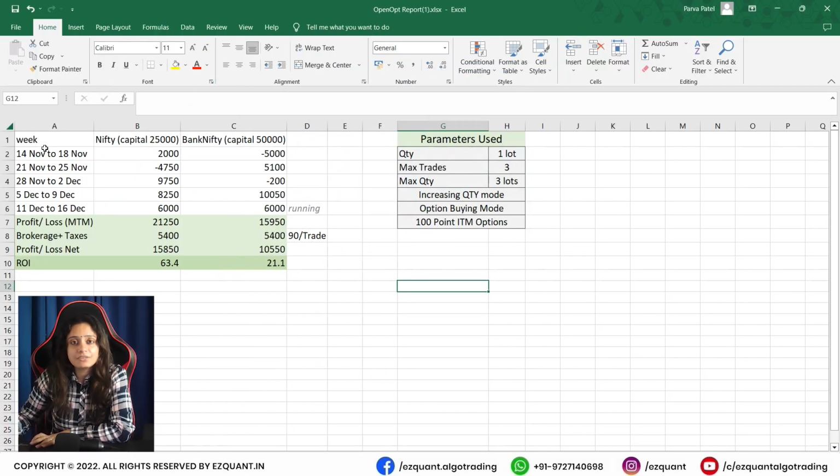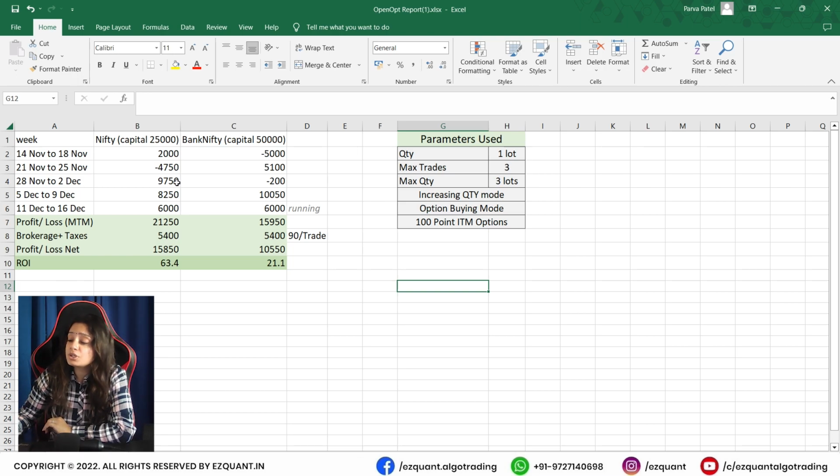So this is the Excel that we prepared for the weekly update from 14th November till 9th December. The first week that started on 14th November, the strategy's performance has not been that good. We made 2000 rupees in Nifty and lost around 5000 in Banknifty. The next week was around break even because we lost 4700 in Nifty and made around 5100 in Banknifty.